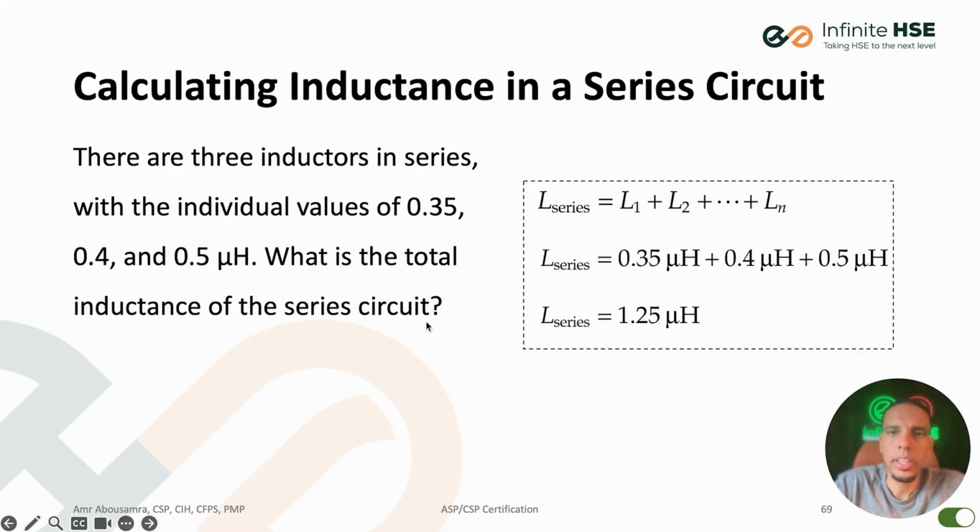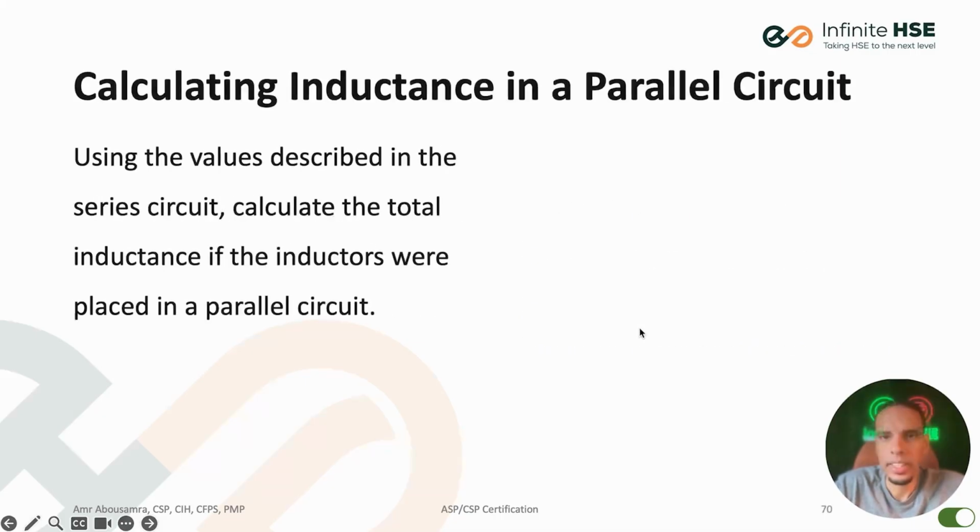Now, in circuits, the calculations here are the opposite of the calculations we did for capacitors, where we used 1 over C. But here, in the case of series connection for inductors, we add them together, so the result will be 1.25. And you'll find in this question that when calculating the inductance in a parallel circuit, the calculations are similar to those for capacitors in a series circuit.